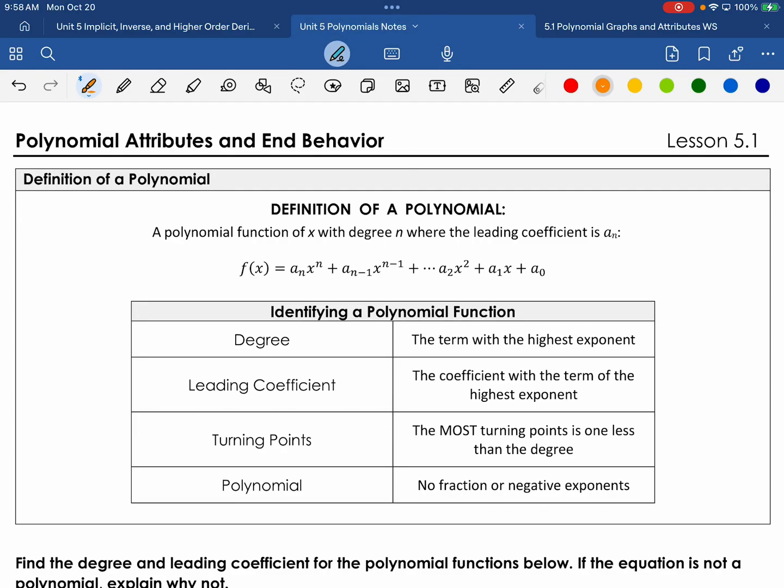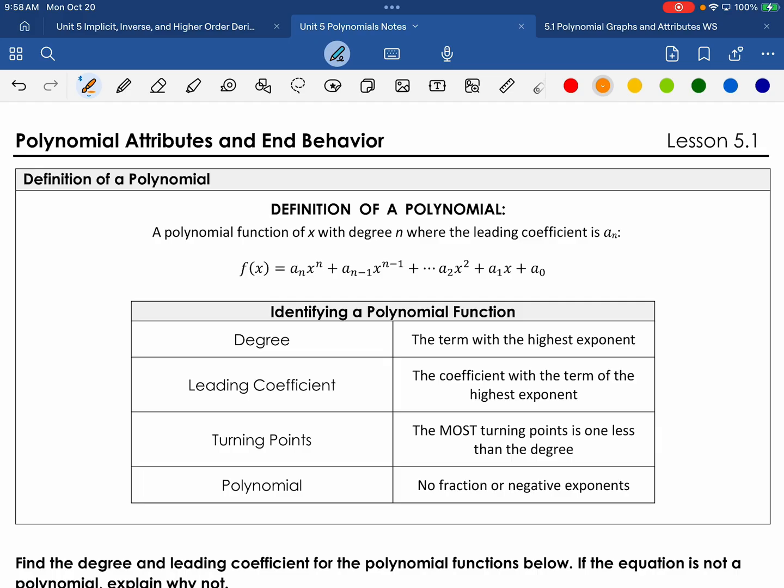So our next unit is talking about polynomials, and today we are just going to talk about the attributes and the end behavior again. All right, so you're going to see some repetitive things that we have already talked about. Now let's first talk about what a polynomial is. A polynomial is a function of x with degree n where the leading coefficient is a sub n.